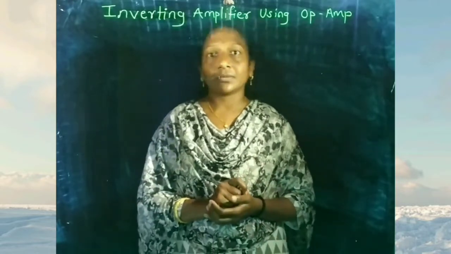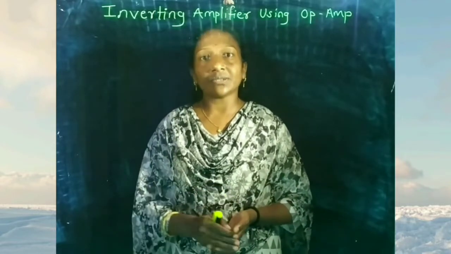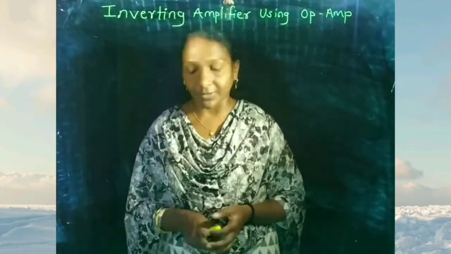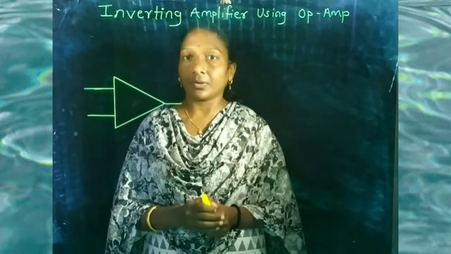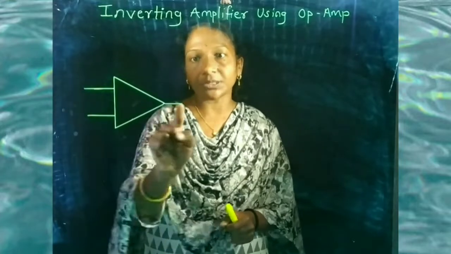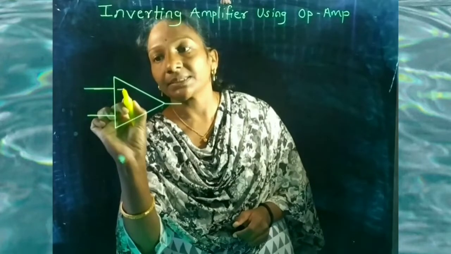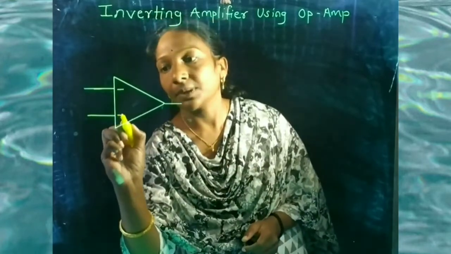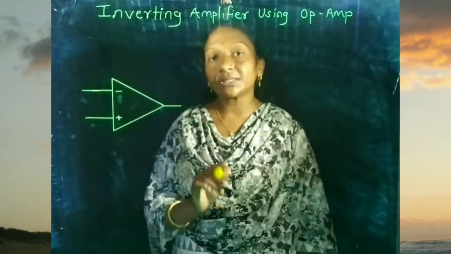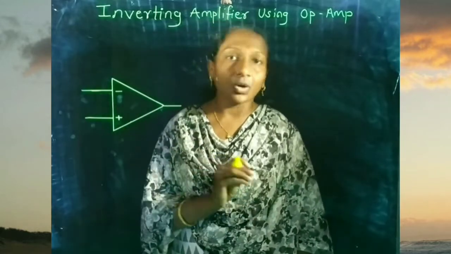In this topic, we see the symbol of the operational amplifier and how this operational amplifier is used for the inverting amplifier. So here is the symbol of op-amp. Op-amp is indicated by a triangle having two inputs and one output. The inputs are separately indicated by the minus sign and plus sign. The negative sign means the input is inverting and the plus sign indicates the non-inverting input.